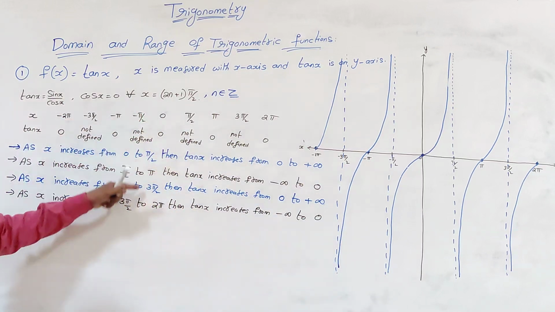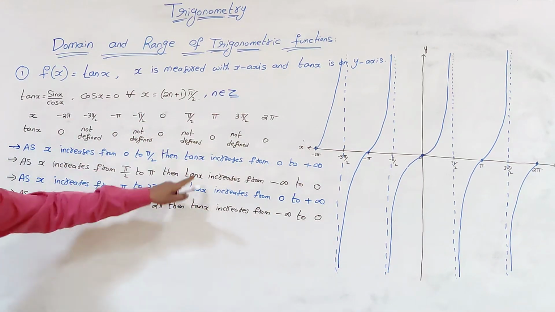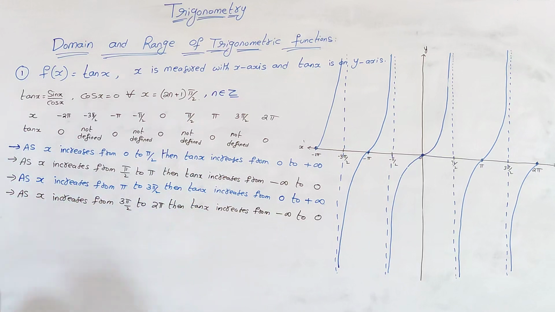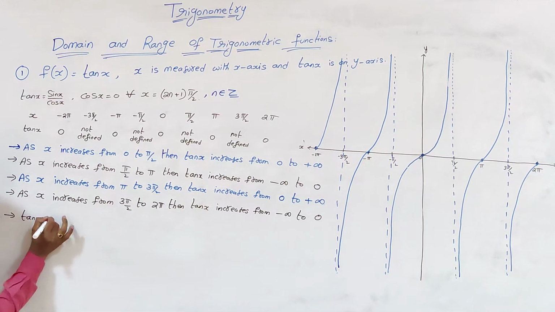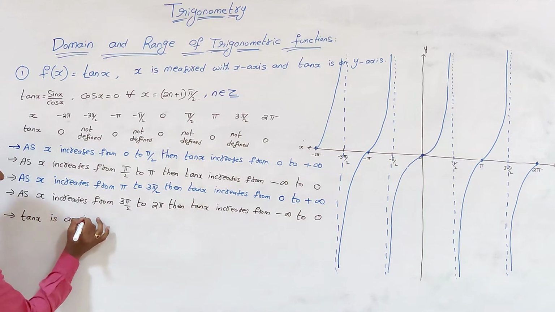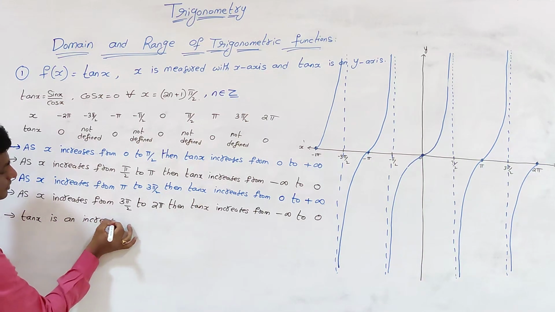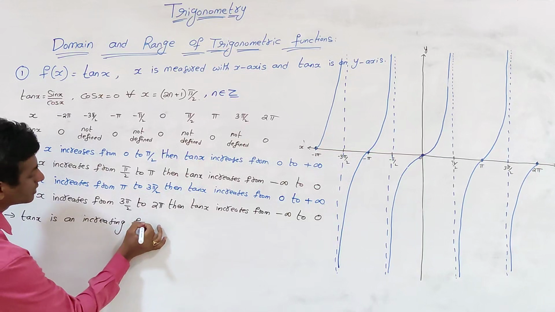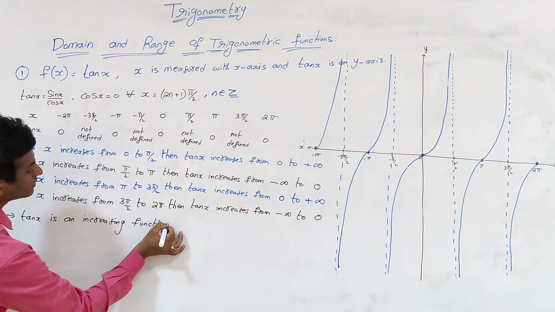If you observe all these variations, tan x is always an increasing function. So tan x is an increasing function. It is always an increasing function.